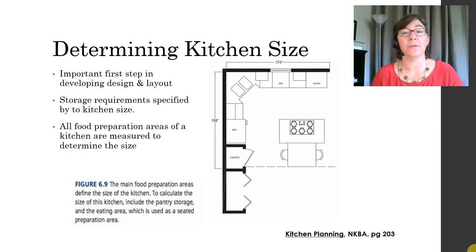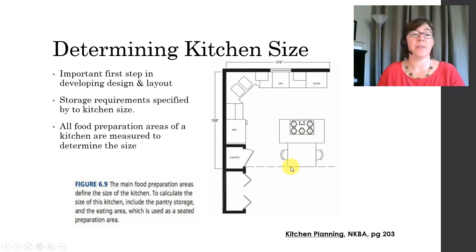So here's an example on your screen. And in this case, we're measuring the cabinets from here to here. Okay, that is all food prep area. And from here all the way down to here, we're including this pantry. It's some food storage area. You know you should include this island area, but this designer has determined that the eating area is used as a seated food prep area, and so they're including it in the size of their kitchen.